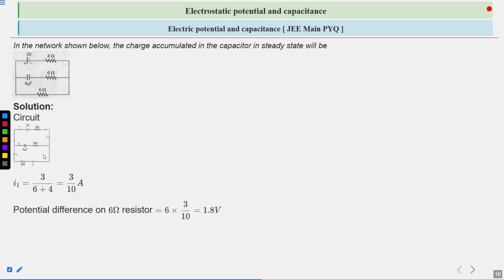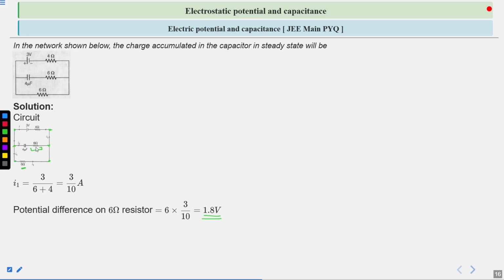Potential difference across this 6 ohm resistor is 6 into 3 by 10, so 1.8 volt. So 1.8 volt potential difference is across this 6 ohm resistor. Since this 6 ohm resistor is connected in parallel to this branch and to this branch, the potential difference across all the branches will be the same because they are connected in parallel. Current will be 0 here, but potential difference is still there.